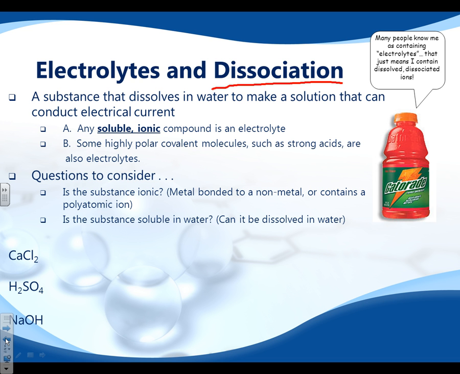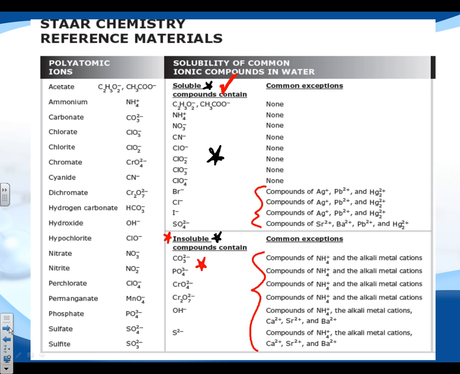So our first example, calcium chloride, CaCl2. First question, is it ionic? Calcium is a metal, chlorine a nonmetal. So we've got a metal bonded to a nonmetal, therefore it is ionic. So we've answered the one question. Now we need to identify if it's soluble or not. So we look on here. Here's my negative ion, chlorine. Remember, calcium chloride, so chlorine is my negative ion.